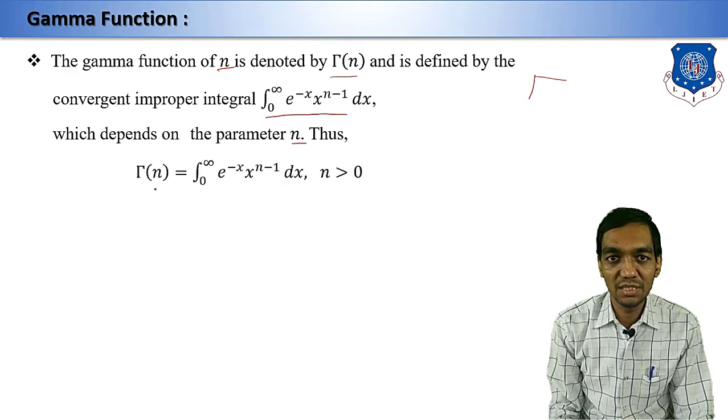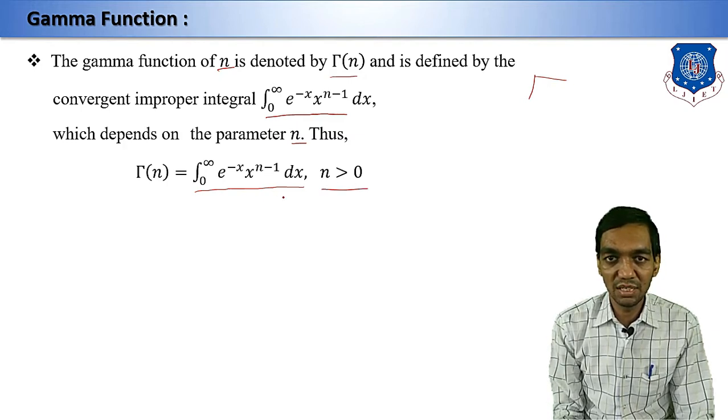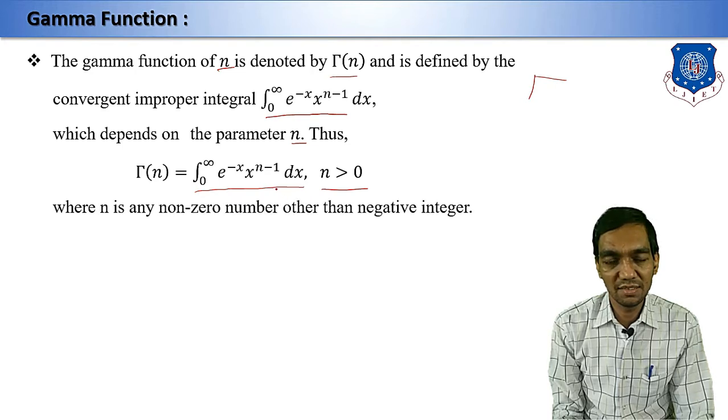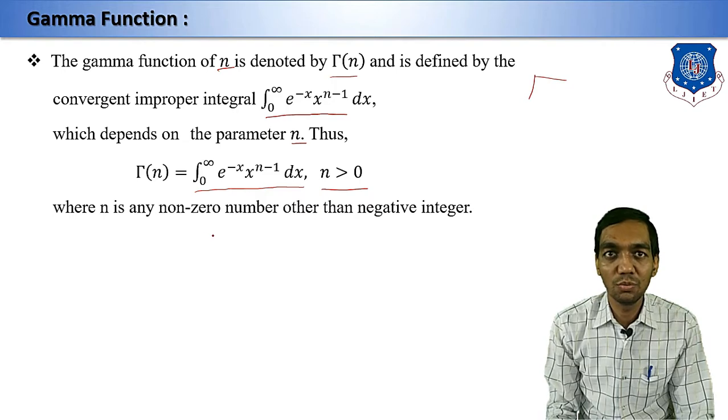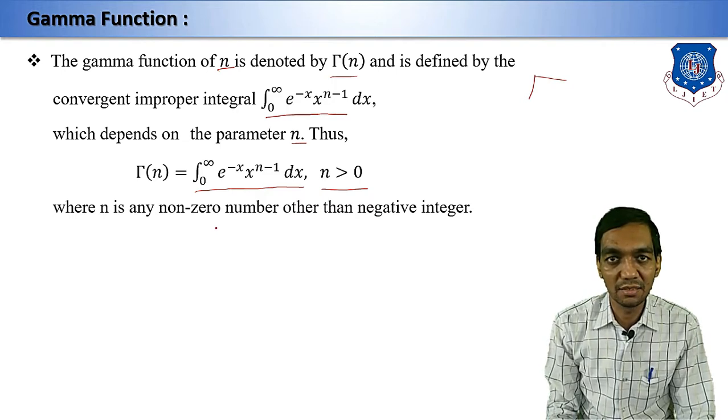Thus, the gamma function is defined as gamma n is equal to the integral from 0 to infinity of e raised to minus x into x raised to n minus 1 dx, where n is greater than 0. Here we have written n is greater than 0, but it is not necessary. You can define the gamma function for any real number other than 0 or a negative integer.